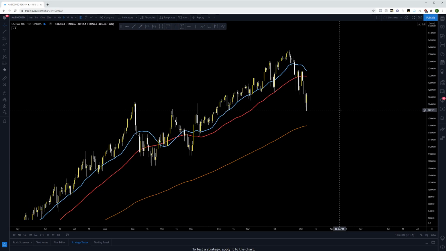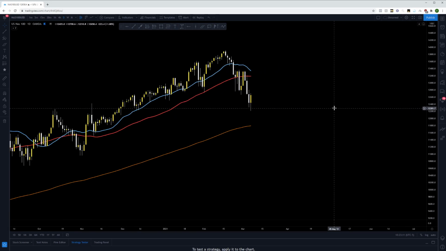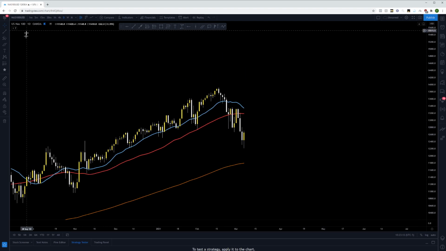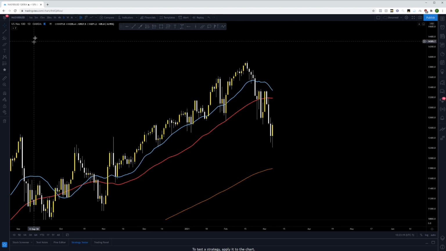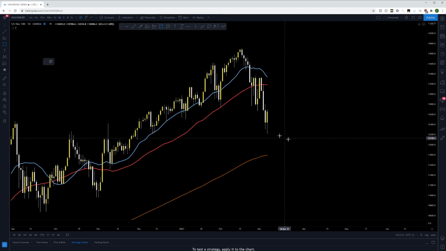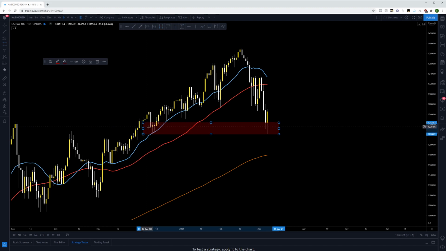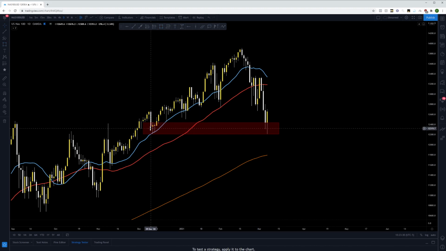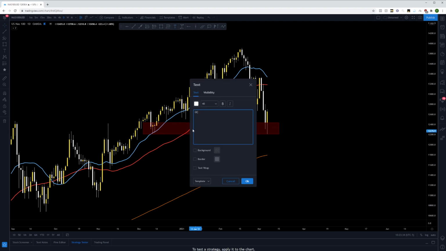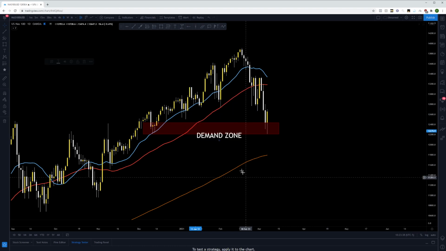So right here we're looking at Nasdaq, right? First you always want to start off with your top-down analysis. So here we would be looking at the daily time frame and find some sort of rejection. Right here there's a ton of rejection, which could act like a resistance zone or a demand zone. So we'll just call it a demand zone, right?